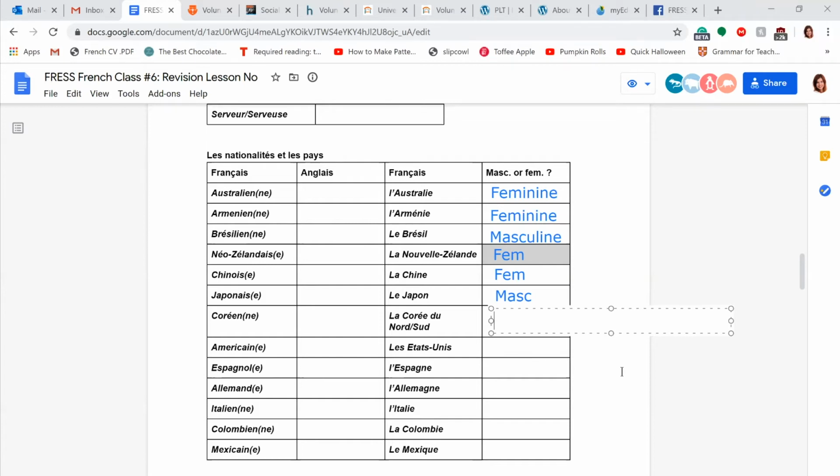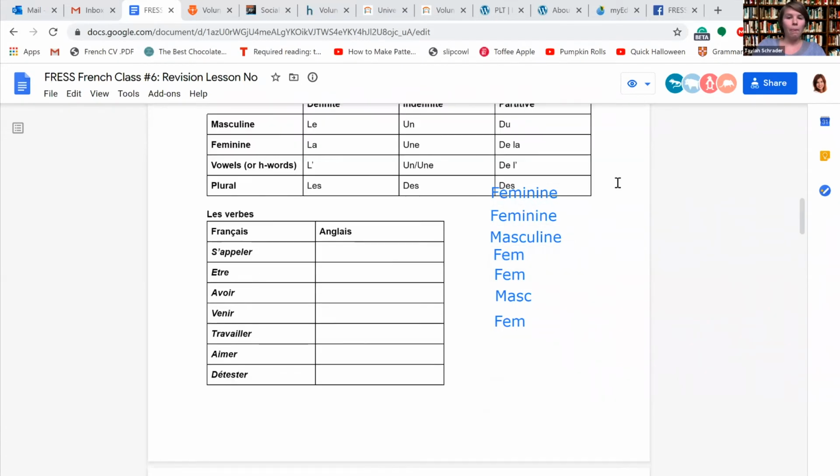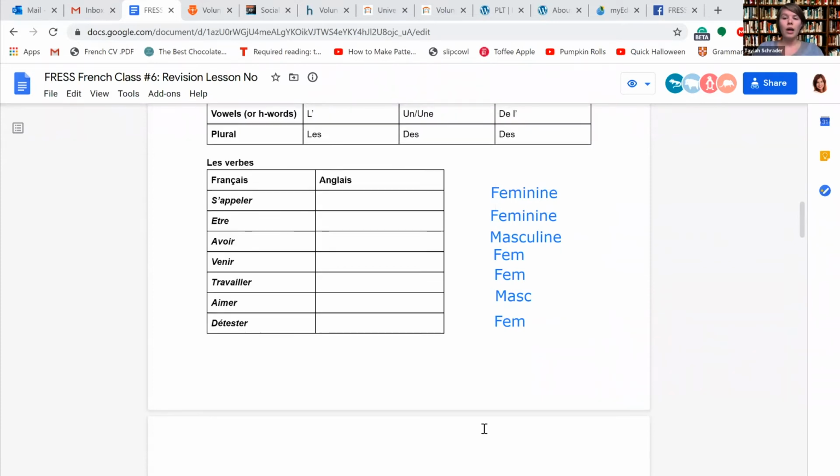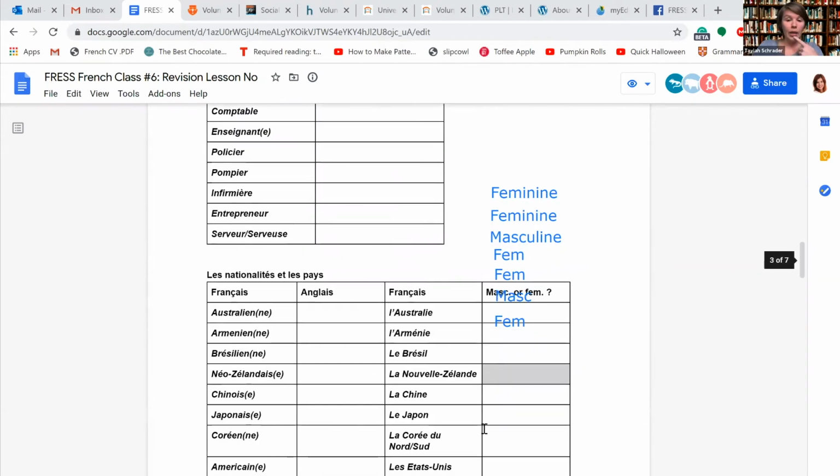Feminine, because it's la. Okay, so we'll go back up to our articles again. Coming back up here, we have le, la, l' and les. So anything that's feminine will usually indicate that with la. So la porte, la lune, la table, la bouteille, the bottle. So a bottle of water is feminine, for example.